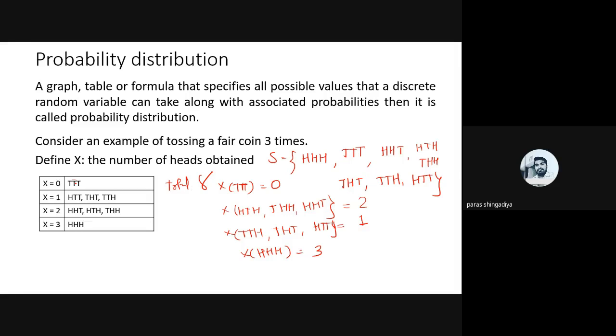Okay, how many possibilities are there for x equal to 0? 1. What is the total number of outcomes? 8 outcomes. So what will its probability be? That is 1 by 8. Okay, again I repeat that: total outcomes in the sample space. How many total outcomes are there in the sample space? That is, 8 outcomes are there.